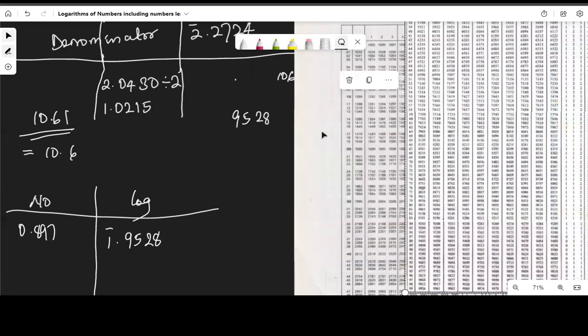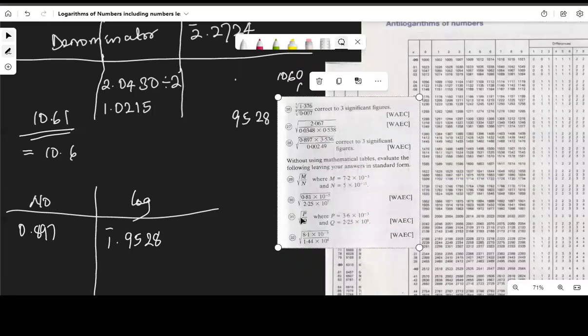Then the second number is 3.536. The characteristic is 0, so we have one digit before the decimal point, 1 minus 1 is 0. So now we look for logarithm of 35 under 3, difference of 6.